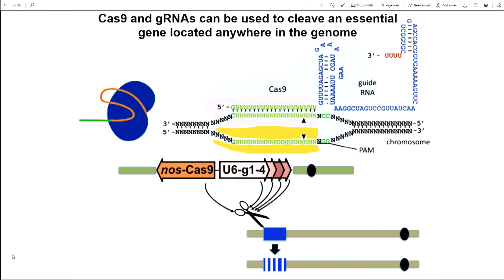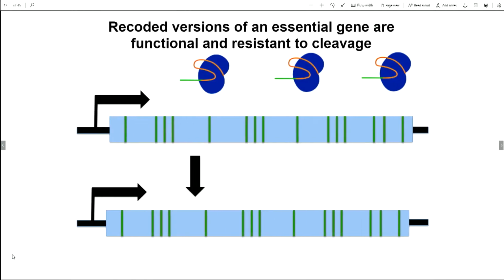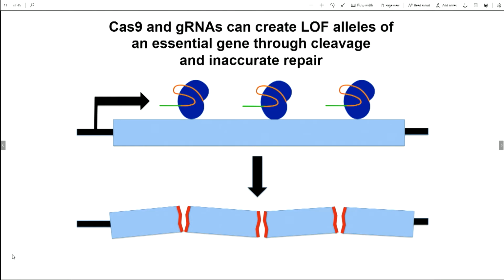That's all that matters. When that happens, of course, Cas9 does what it does best, which is to cleave DNA. In our case, we want non-homologous end joining. We just want to screw the gene up in some ill-defined way. We don't care how it gets screwed up. We simply want it to be a loss of function allele.